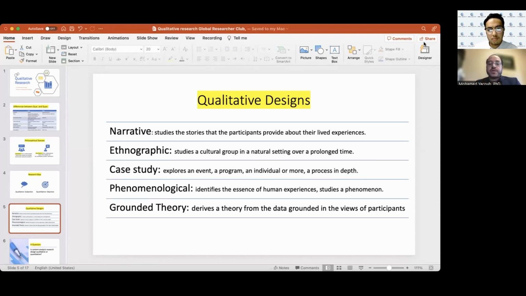Ethnography, or the ethnographic design, is used when you're interested in studying a cultural group in a natural setting. So you immerse yourself, you get into that group, you participate with them, you take part, you become a part of that group to study them.